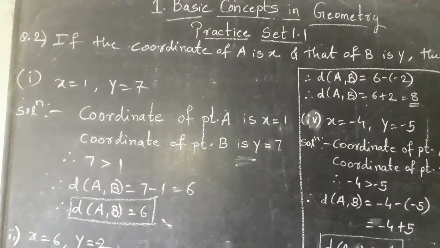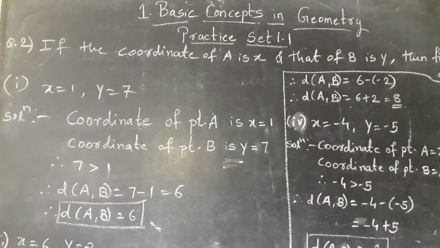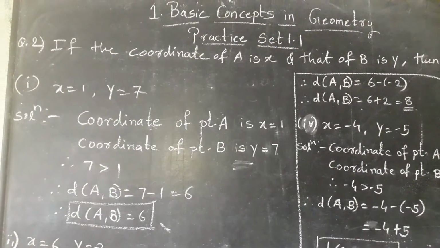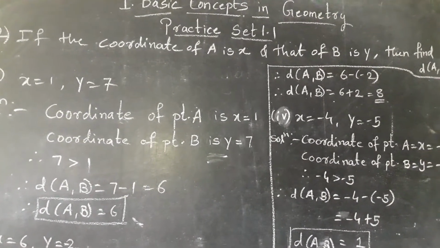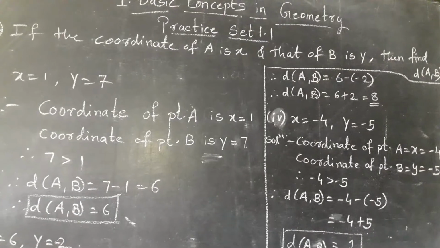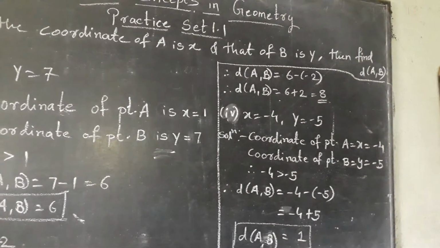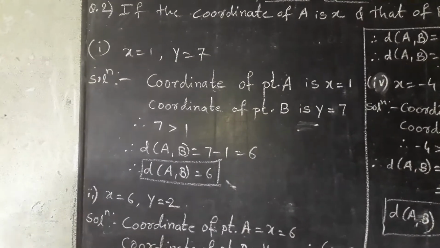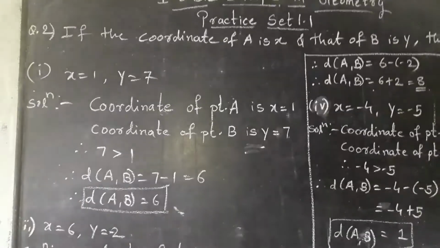Hello friends, in this video we are going to solve practice set 1.1 and question number 2. Our question number 2 is, if the coordinate of point A is x and that of B is y, then find distance of AB. That means here the coordinate of point A is x and we are going to denote the coordinate of point B as y.